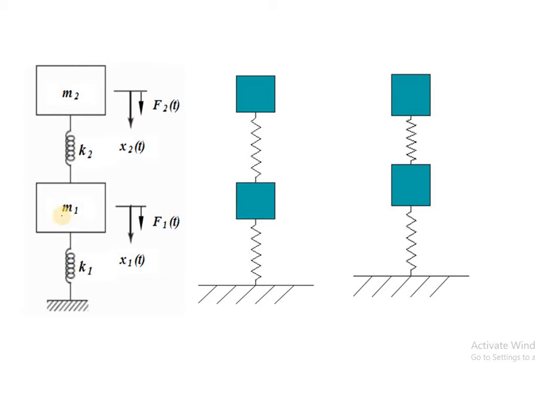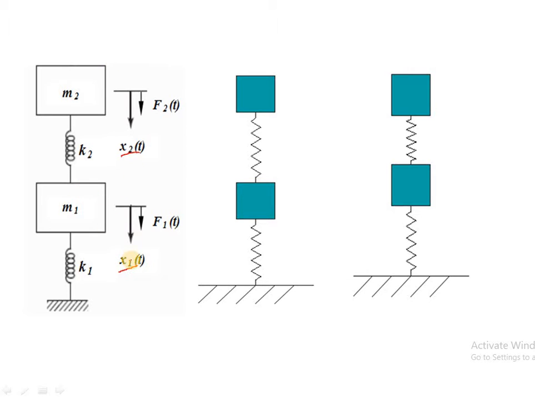Here is the diagram in which you can see this is the base and there are two masses which are attached to two springs. M1 is attached to K1, and K2 is attached to M1 and M2. Now X1 is the displacement of mass M1 and X2 is the displacement of mass M2. In this case, X1 is required to specify the motion of mass M1, whereas X2 is required to specify the motion of mass M2.